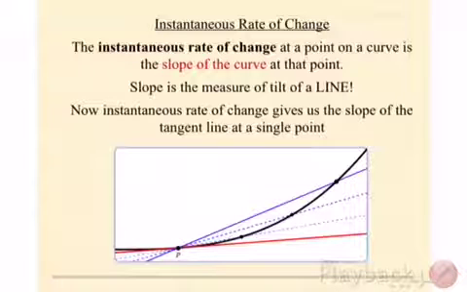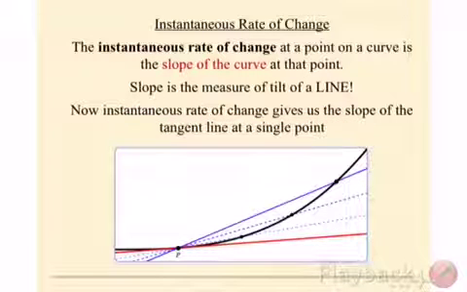Instantaneous rate of change, again, it's a point on a curve and we're trying to work out what the rate of change is. So what we do is we work out the slope of the curve at that point. So in order to determine the instantaneous rate of change, we work out the slope of the curve at that point. The slope is the measure of the tilt, so we're talking about the gradient obviously. So instantaneous rate of change gives us the slope of the tangent line at a single point.